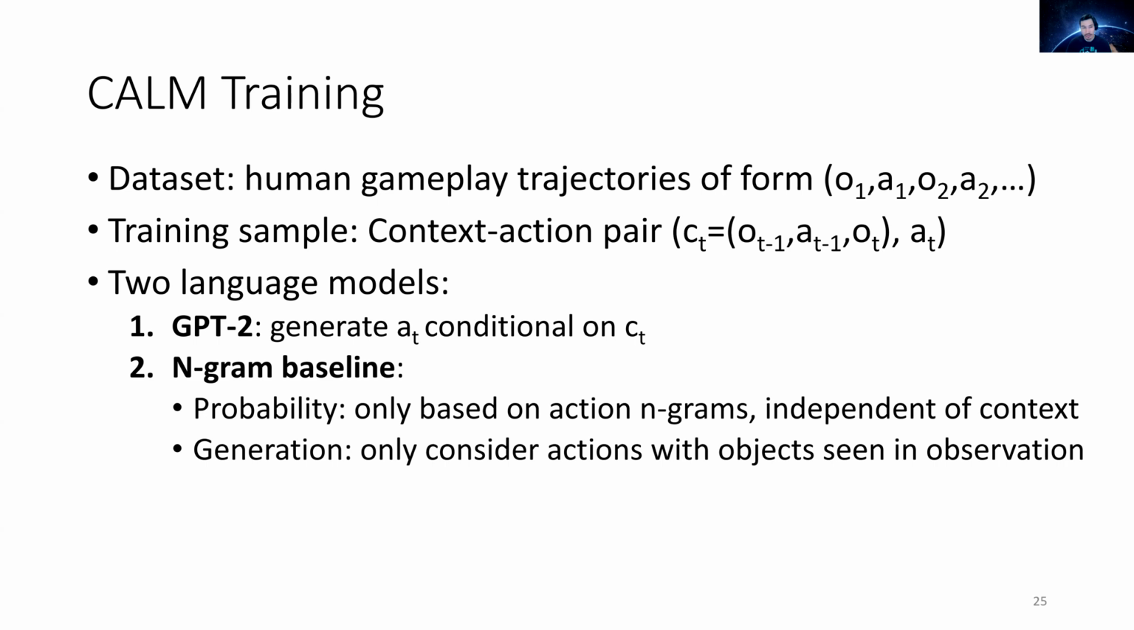We trained 2 models, a GPT-2 model, like I mentioned before, as well as an n-gram baseline model. While the GPT-2 model has a lot of parameters and can really flexibly model the complex dependencies between the context and the actions, the n-gram model really only calculates the action probability based on the n-gram statistics of actions. But in order to keep it a little bit more relevant to the current context, we allow it to generate only actions that are paired with objects that are seen in the current observation.